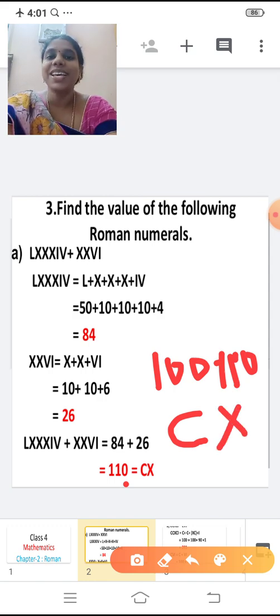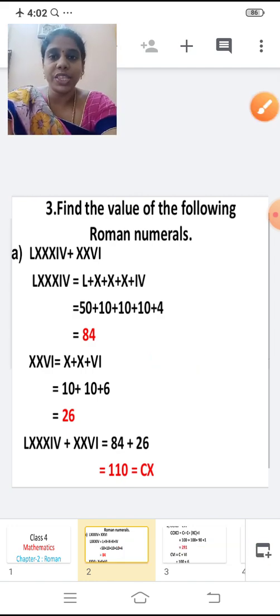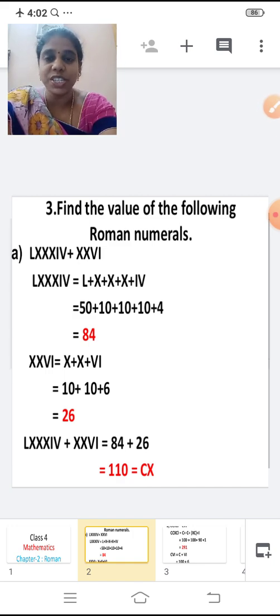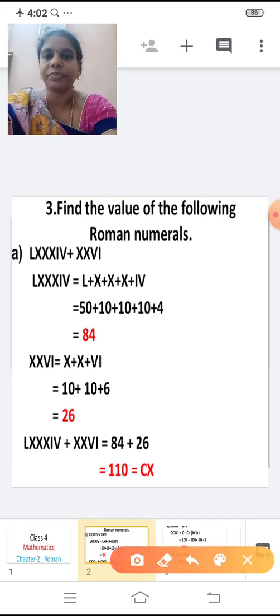So the answer is CX. Clear, children? I'll repeat it one more time. You're going to add the two Roman numerals. First, change the first one into an Indo-Arabic number. Second, change the second Roman numeral into an Indo-Arabic number. Then add them, and change that answer into a Roman numeral again.